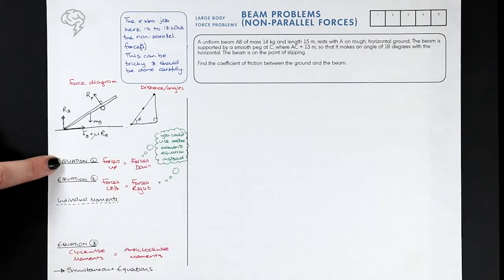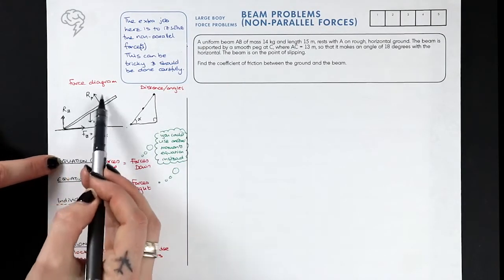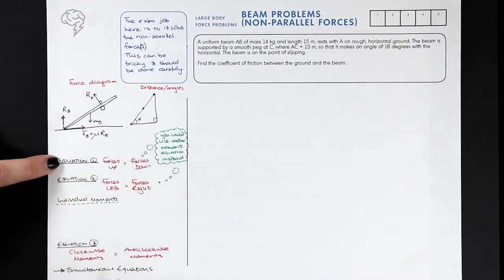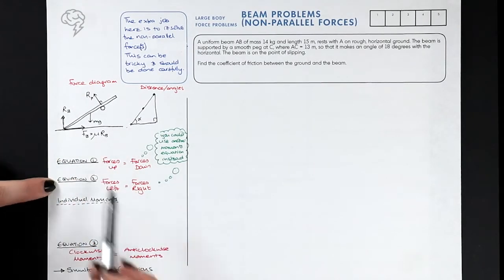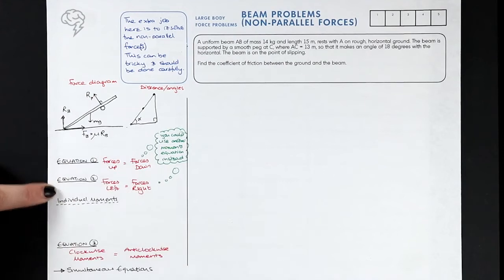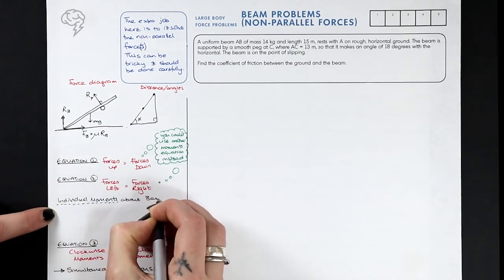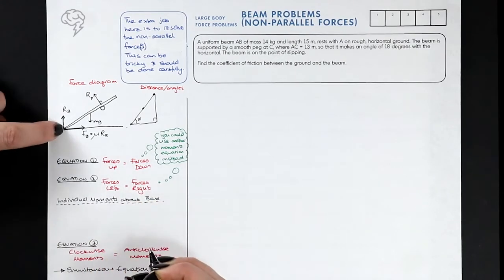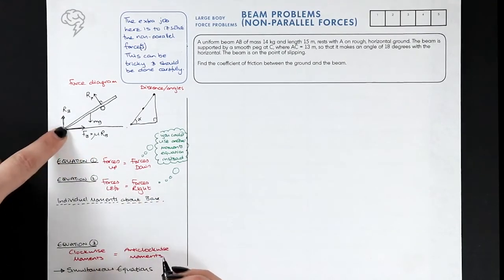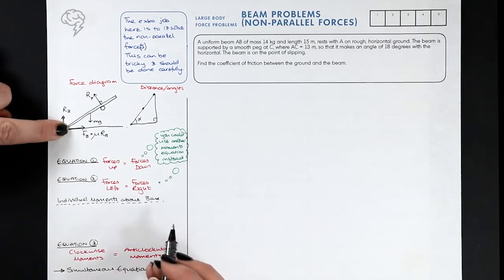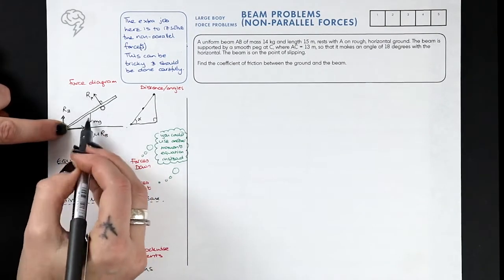You're going to do all the forces up equal all the forces down, which involves resolving this force. Then you're going to do all the forces left equal forces right, which involves the resolving of this force, and then individual moments. Now, if I take moments about the base, then the line of action of this force and the line of action of this force go through the base, therefore they don't contribute any moments. The moments are coming from these two forces.